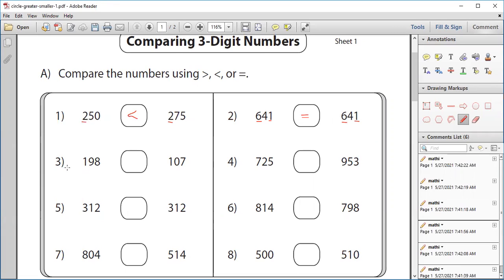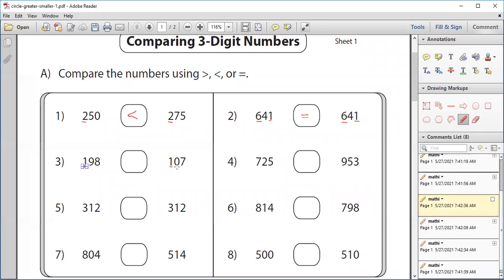Question 3, 198 and 107. Let's start to compare from the far left, which means we're going to start between the hundreds. The hundreds here is 1, and the hundreds here is 1. They're equal. Let's move to the tens. The tens here is 9, and the tens here is 0. We know that 9 is greater than 0, so 198 is greater than 107.